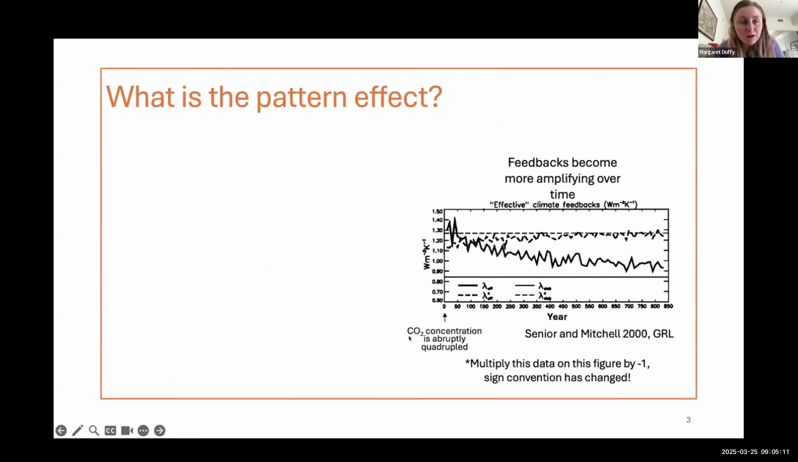pattern effect. So just as a reminder, the pattern effect is important because it's related to this idea that the feedback parameter evolves over time. This is showing from Senior and Mitchell in the year 2000 that if you abruptly quadruple CO2 concentrations at year 0, the magnitude of the feedback parameter lambda goes down over time. Today we tend to throw a negative sign around this. So we would have this becoming less negative over time.